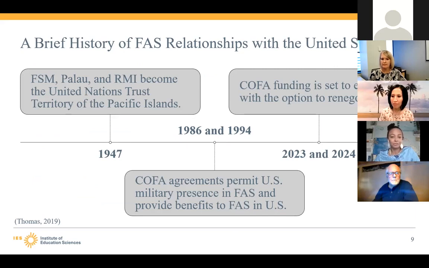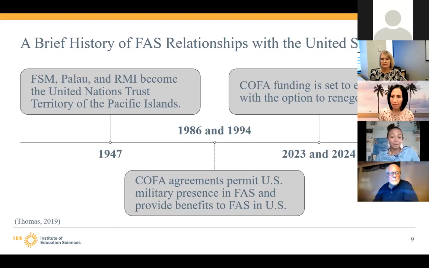So following World War II, FSM, Palau, and RMI were designated as the United Nations Trust Territory of the Pacific Islands, and these were administered by the United States from 1947 to 1994. With the COFA agreements with FSM and RMI in 1986 and with Palau in 1994, this allowed the United States to negotiate land usage for military bases and operate armed forces in these nations, while reciprocating with the aforementioned benefits to FAS governments and citizens.